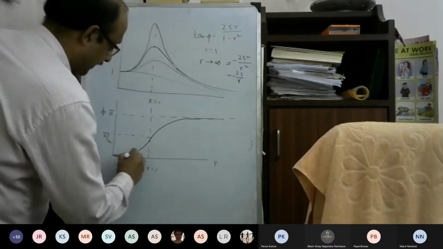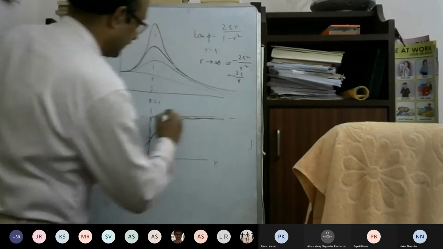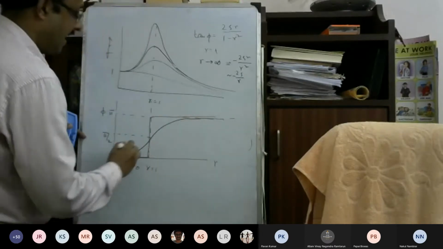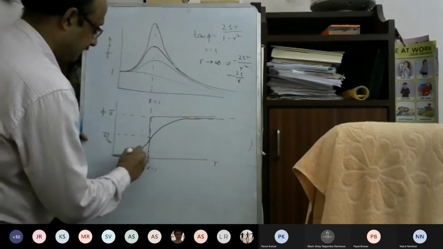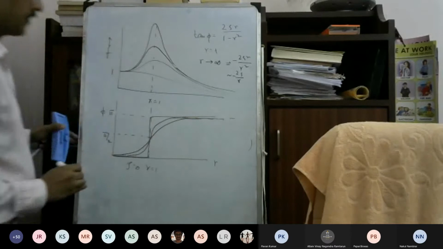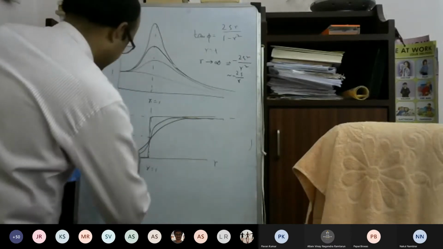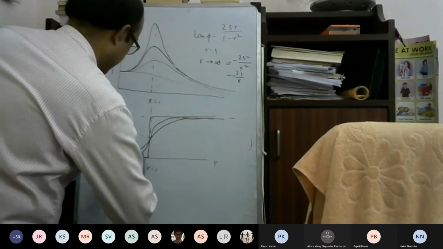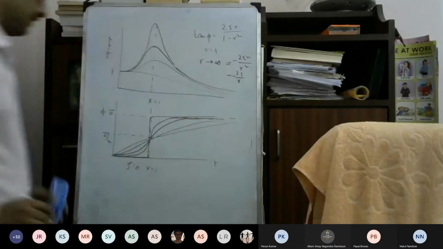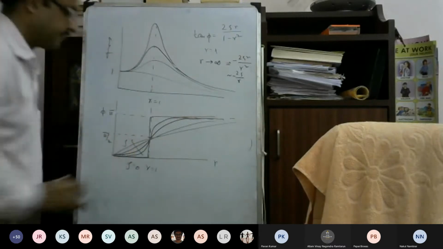Okay. When zeta is equal to 0, we show an abrupt change. So this is zeta equal to 0. As zeta is increasing, like this, and similarly like that, and maybe like this. Okay. So this is what will happen if you increase the value of zeta.